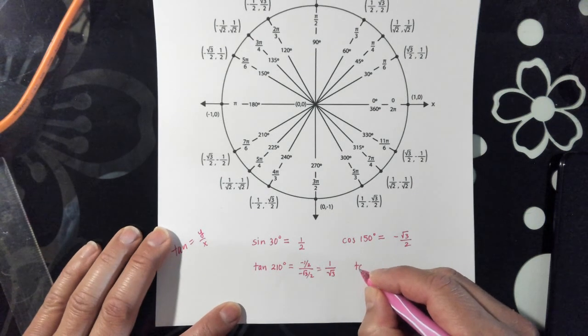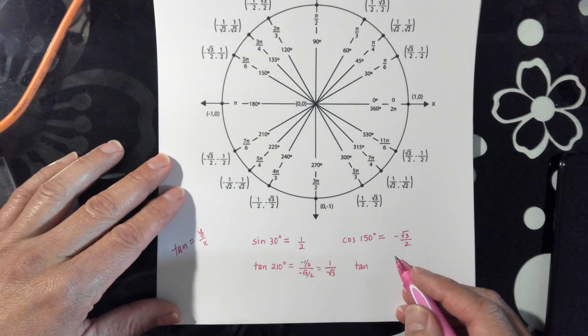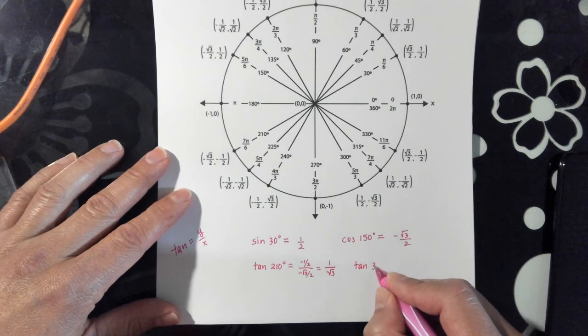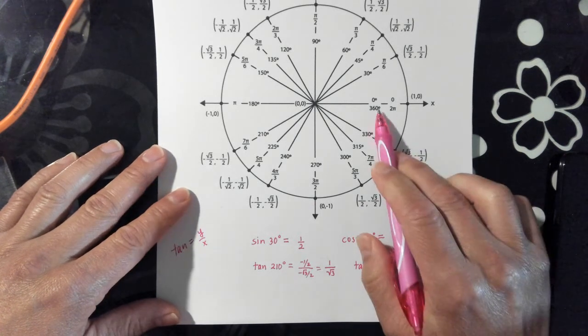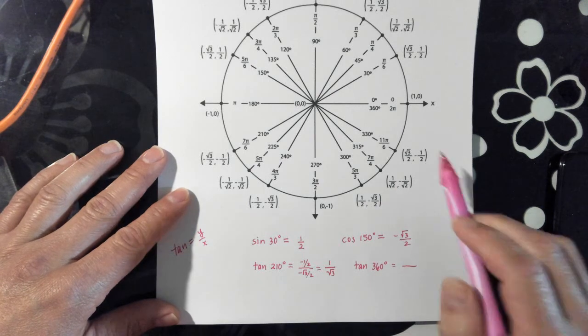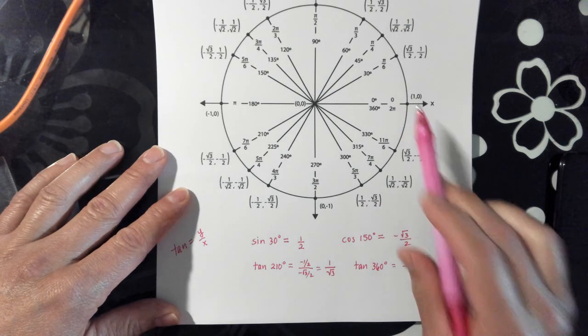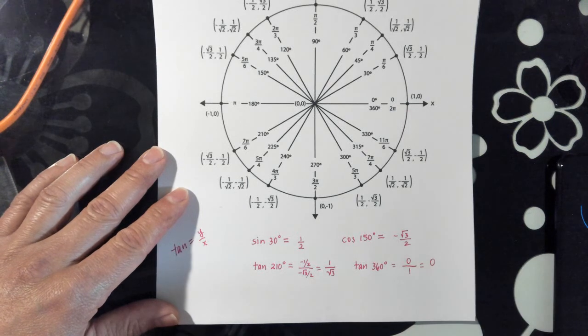Let's see. Tangent. Let's go. I'm going to go tangent of 360 degrees. Where's 360? Right here. Same as 0. Y divided by x. What's the y value? 0. What's the x value? 1. So 0 divided by 1, which is 0.